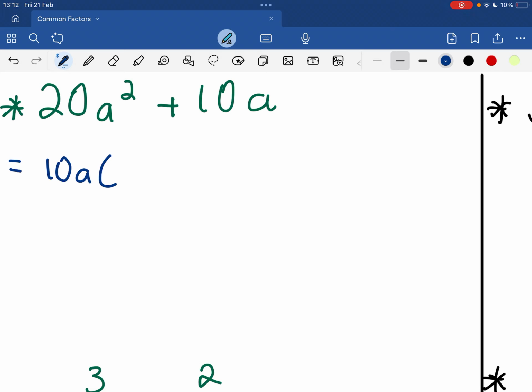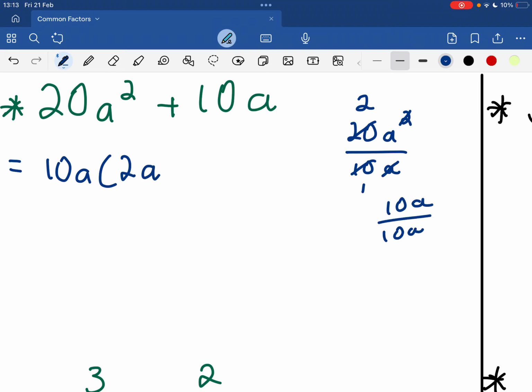What are we left with in the brackets? Well, if you take 20a squared and you divide it by 10a, 10 goes into 10 once and 10 goes into 20 twice. a leaves us with 1a over there. So we have 2a. What about in our second term? The second term is 10a. If you divide it by the common factor 10a, you'd just be left with positive 1.